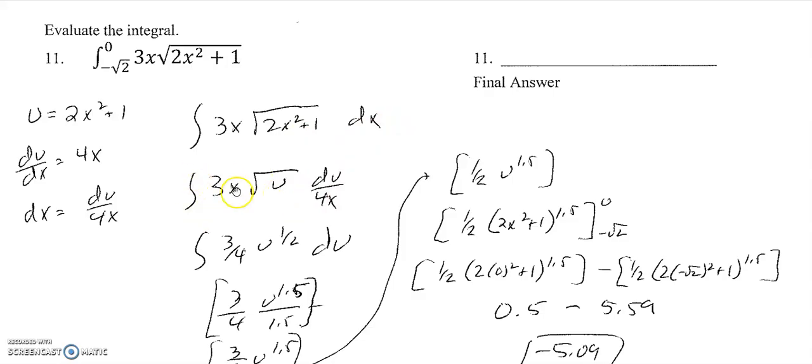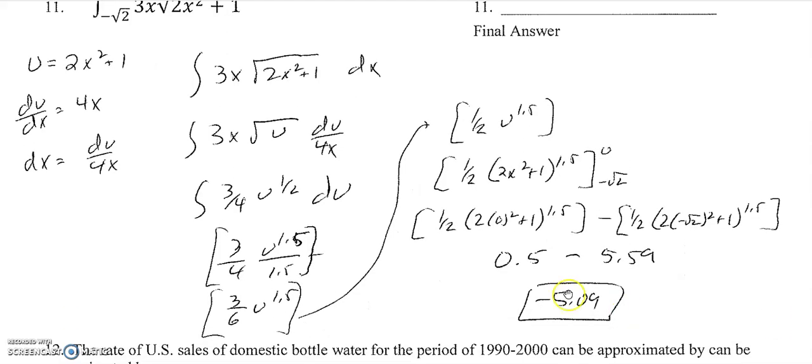So we have the integral of 3x square root of u du over 4x. Notice the x over the x simplifies to 1, so we're left with the integral of 3/4 u to the 1/2 du. So we started with something more complicated, we ended up with something a little simpler. We haven't taken the integral yet, so we take the integral, the 3/4 stays in front. The integral of u to the 1/2, add 1, you get 1.5, divide by 1.5.